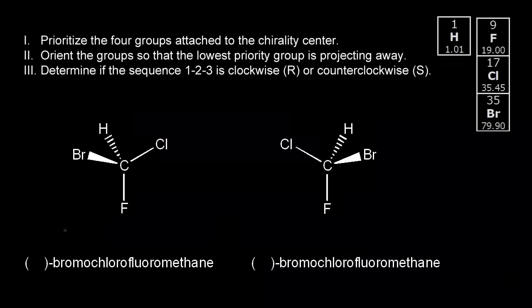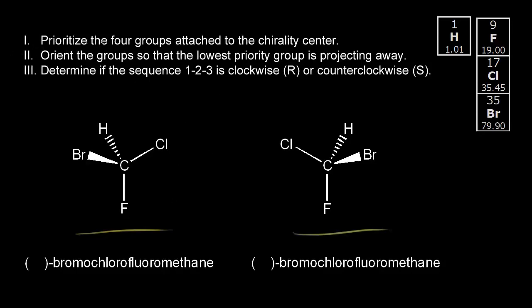The RS system is used to describe the configuration of a chirality center. Down here we have a pair of enantiomers. On the left we have one compound. On the right we have its mirror image. We're going to assign an R or S to each of our enantiomers. So let's start with step 1.